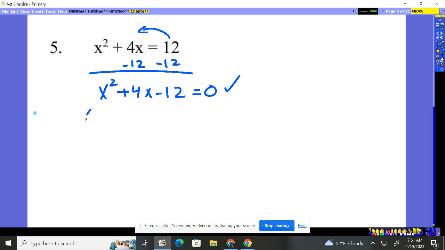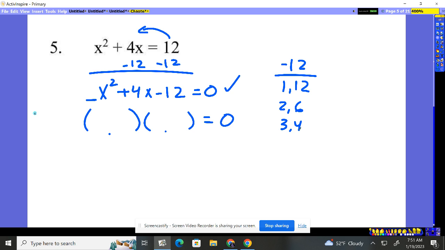Now I can factor this into the product of two binomials equaling 0, and that means either this piece has to be 0 or that one's going to have to be 0. So now we just need to factor it. Nice thing is the a value is 1, so all I got to do is look at that 12, which is a negative 12, and break it down. 1 and 12, 2 and 6, 3 and 4. I don't have to bust b because, again, it's just a 1 right there. This is just back to basic factoring from Algebra 1.